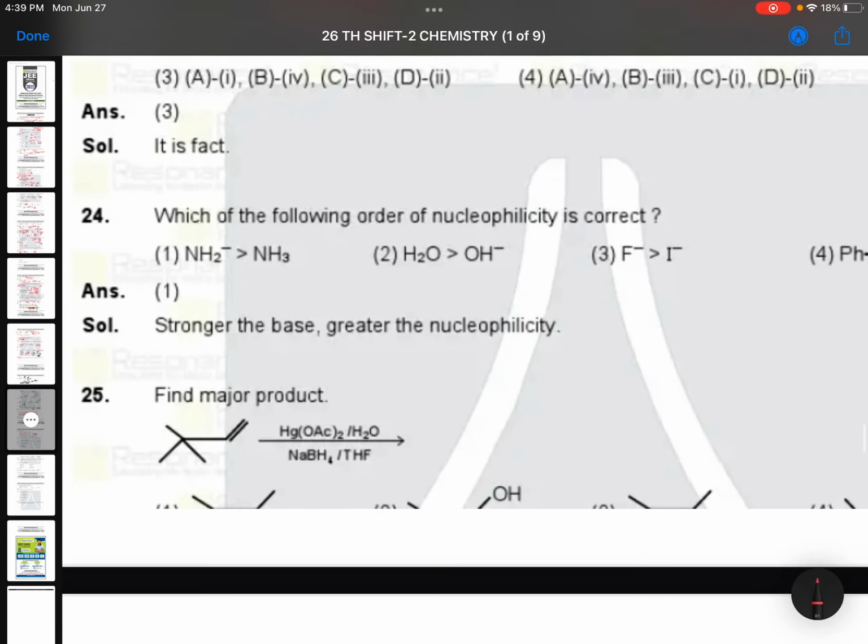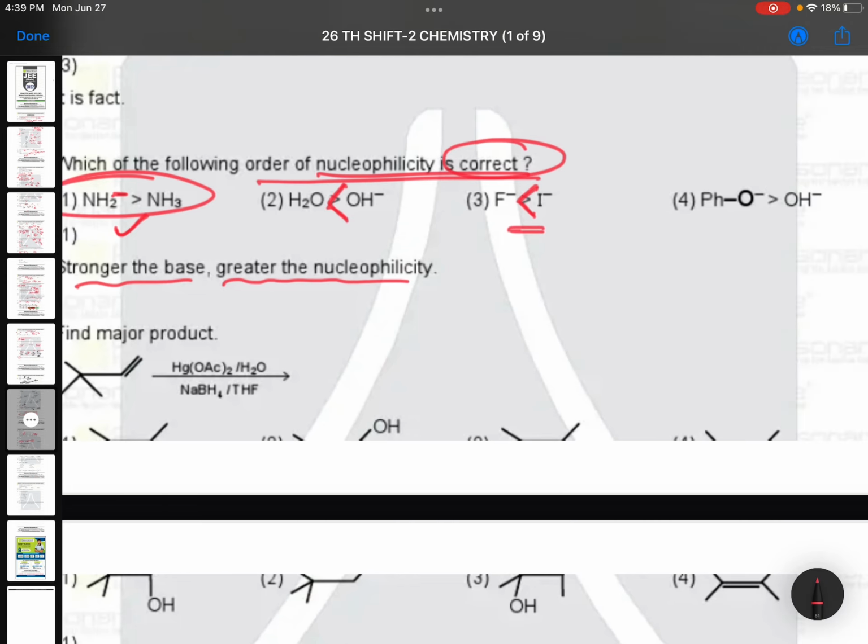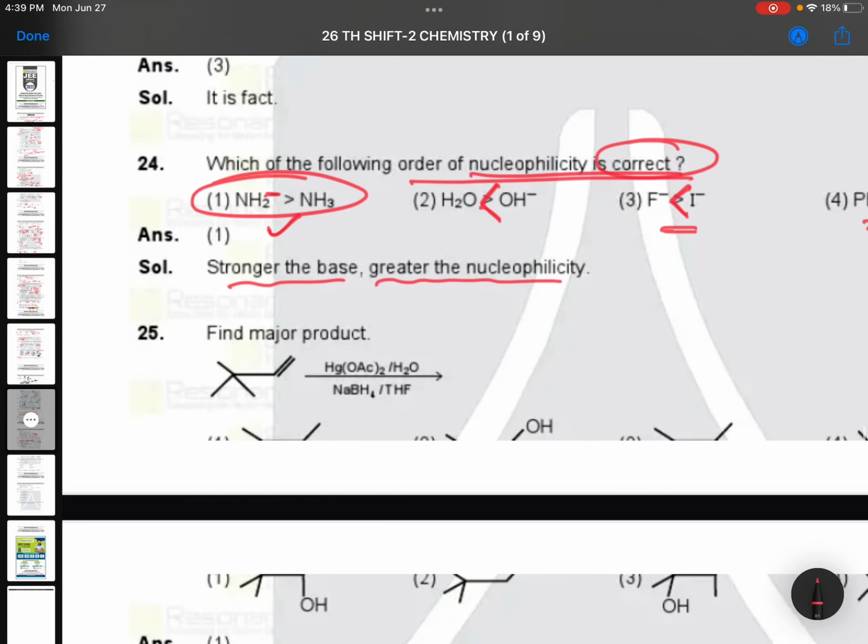Which of the following orders is correct? Okay, now nucleophilicity depends on the base strength. The stronger the base, the greater the nucleophilicity, and negative charge is much better. Here this should be like this. If you want to get the right answer, it should be like this. And PhO minus, OH minus, it should be like this. He is asking the correct order. Correct order means this is your answer.